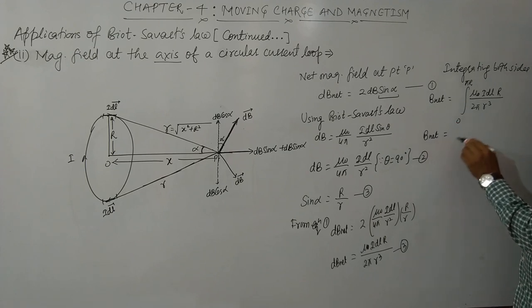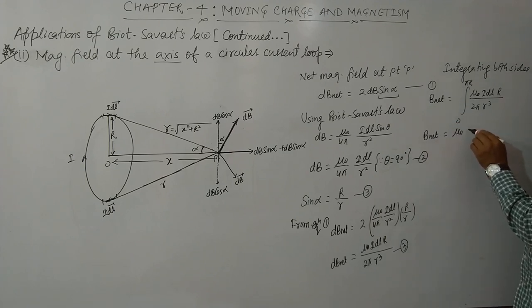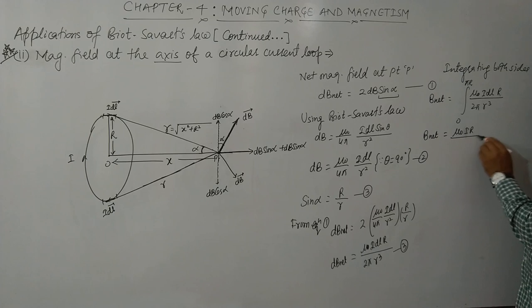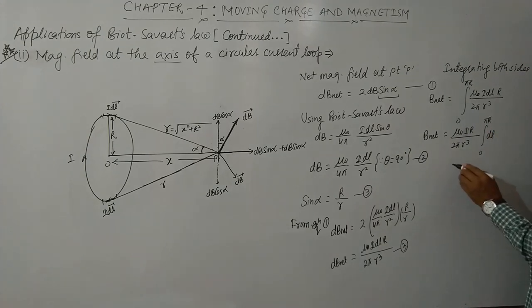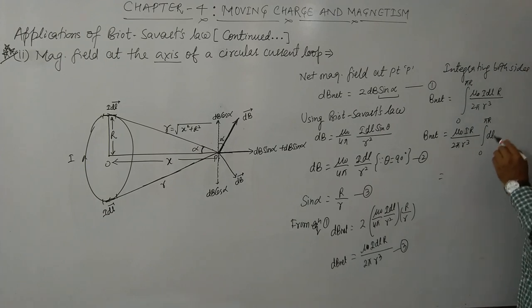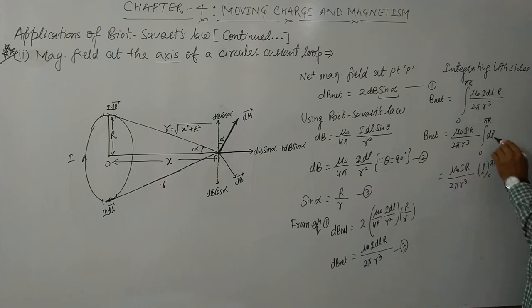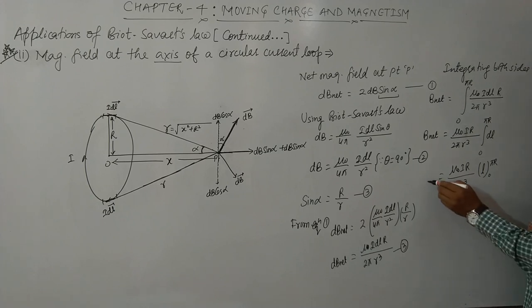So B net becomes mu 0 I r upon 2 pi r cube, integration dl from 0 to pi r. Okay, so integration dl becomes L, with mu 0 I r upon 2 pi r cube, and the limit will be from 0 to pi r. Integration of dl becomes L, and this is the value of the net magnetic field.